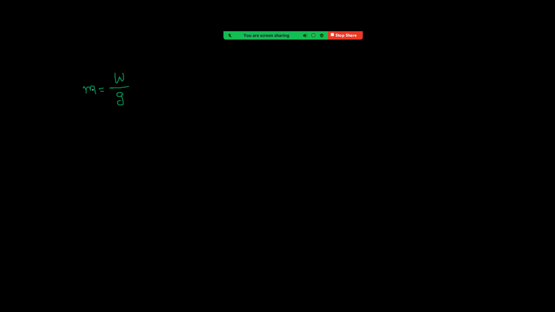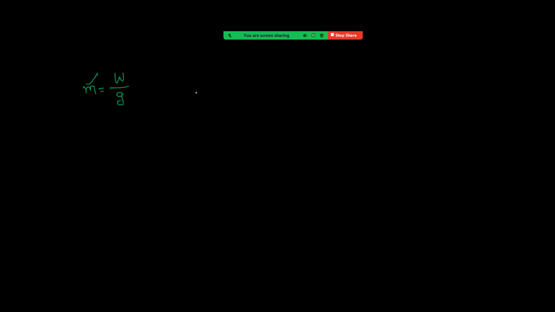So here what happens is, we can take this object anywhere in the universe, find its weight there, and find the g value at that place. So if you take the ratio, that will always be the same. Okay, that means gravitational mass is a constant.